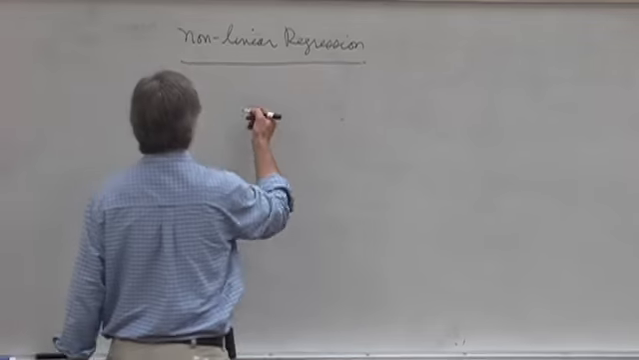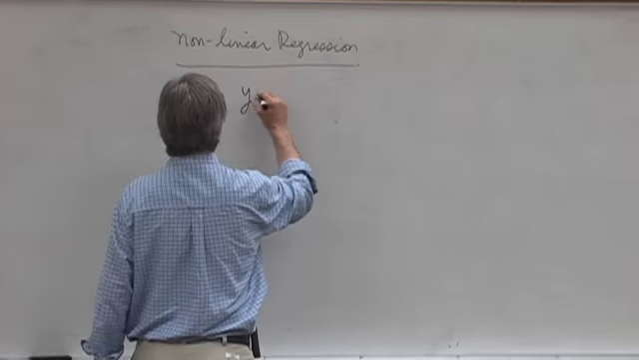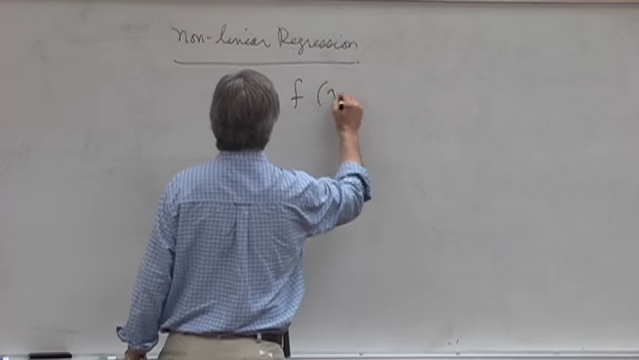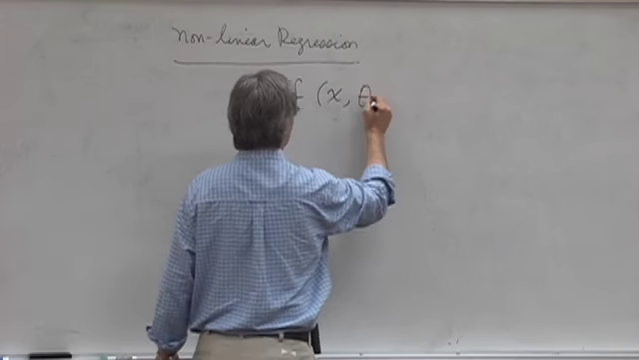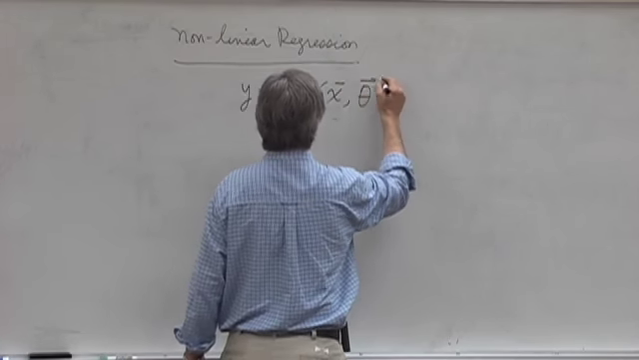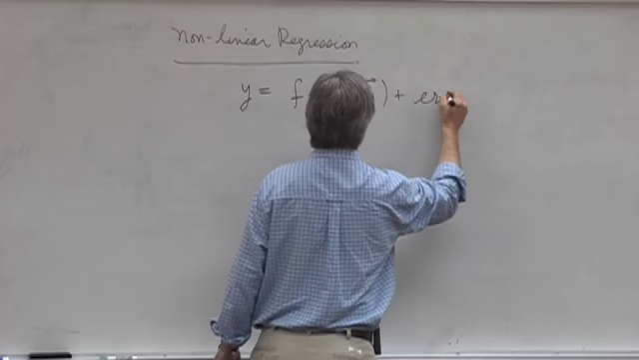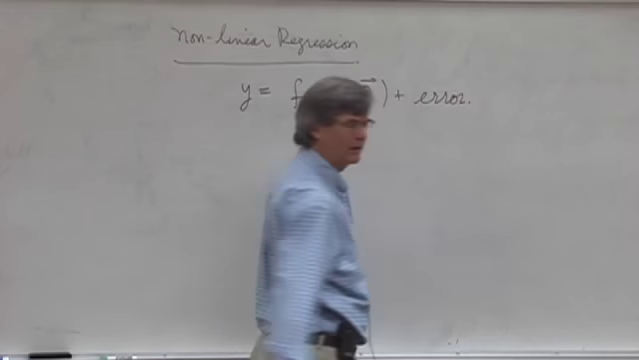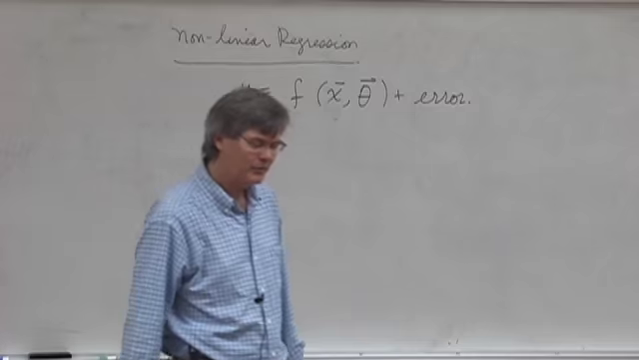So what we're going to have is, we've seen this already before. We had y equals f of x and theta. This is kind of the general formula that you have, plus error. Okay.